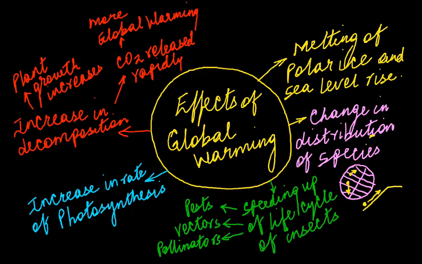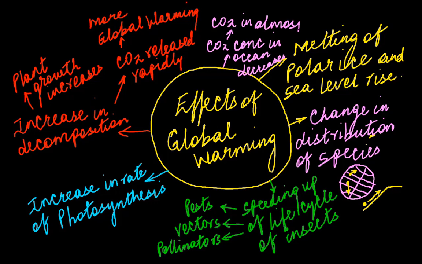Another effect of global warming would be that when global temperatures rise, CO2 concentration in the ocean decreases, and because of that there will be more CO2 in the atmosphere. CO2 in the atmosphere will increase. Now, good or bad? Good because more photosynthesis can occur, but bad because it could lead to more global warming. So it's a positive feedback thing. Once it changes, it will keep on increasing. So can you see the many harmful effects of global warming?